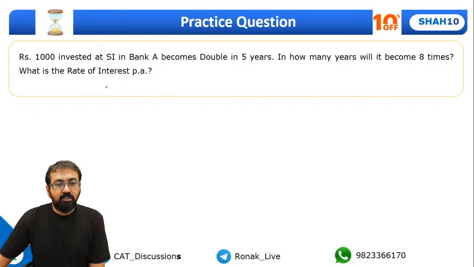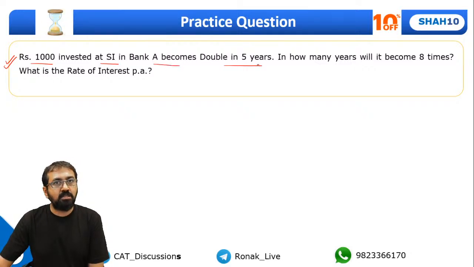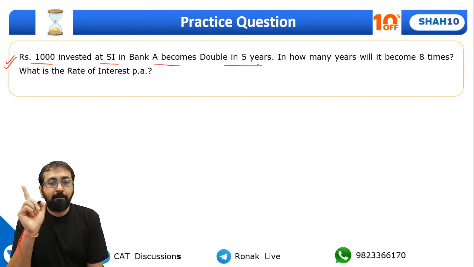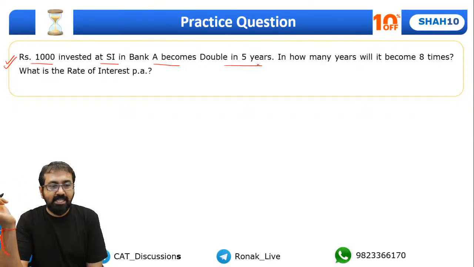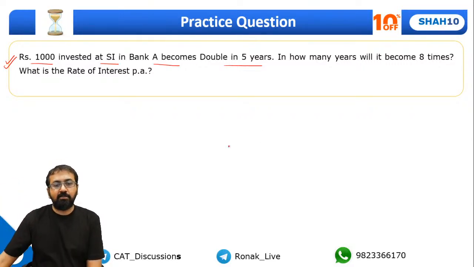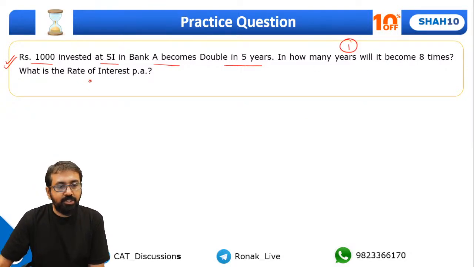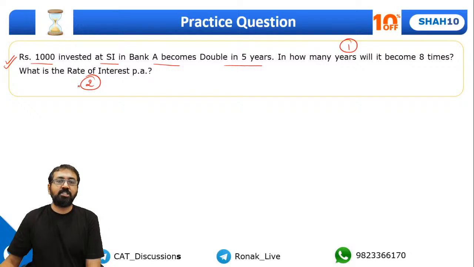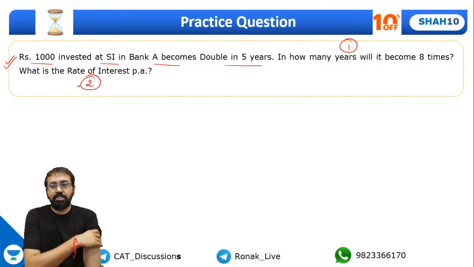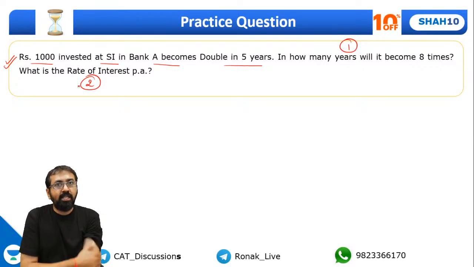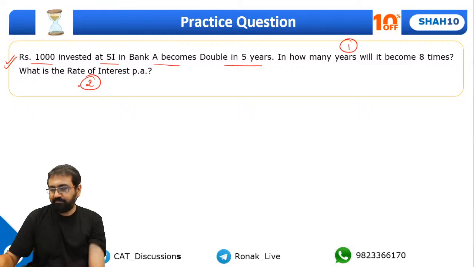Okay. Now look at this question. Can you please try to answer this question on your own? Rupees 1000 invested at simple interest in bank A becomes double in 5 years. Simple interest में 5 साल में वो double हो रहा है. In how many years will it become 8 times? And what is the rate of interest per annum? There are two questions. This is question 1 and this is question 2. Please tell me the answer for both the questions. Chalo, do your calculations and type your answer quickly. It should not take much time.